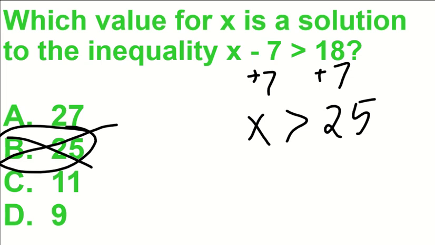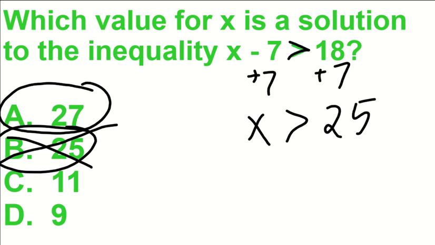That's not how it works, though. With inequalities, that sign makes a big difference. Since it says greater than 25, 25 is not greater than 25. 27 is the only one on the list there that is. You could also go and plug in each of those numbers and see that way.